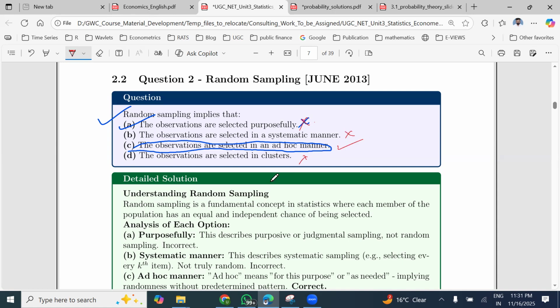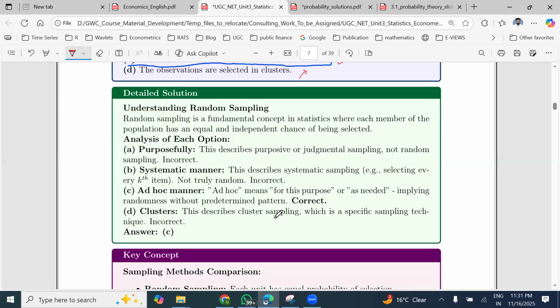This is incorrect. Because random sampling is a fundamental concept, right? Where each member of the population has an equal and independent chance of being selected. So, basically, as Sangeeta also told, purposefully describes purposive or judgmental sampling, not random sampling. That is why it is incorrect.